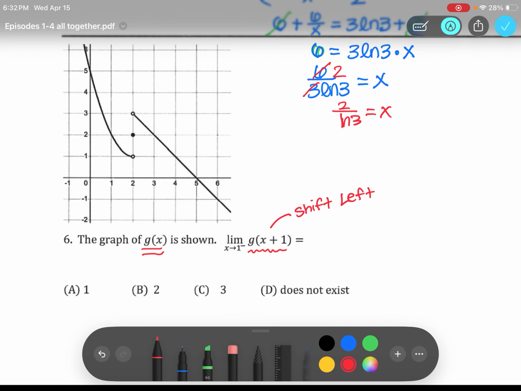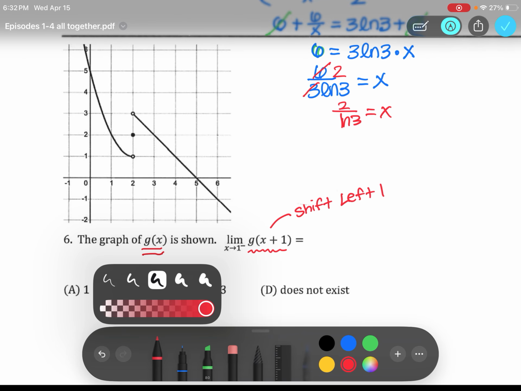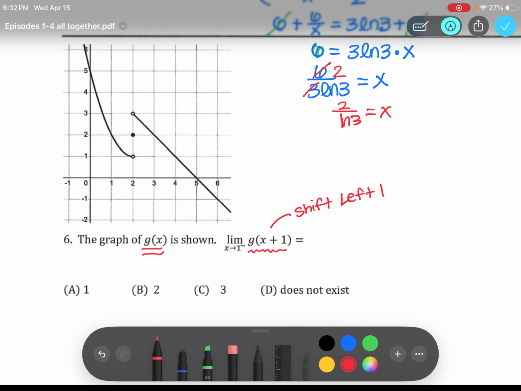So there's a lot of ways to do this problem. But what I would recommend, and I think is the easiest way, is if we just take our graph and we take the whole thing and we shift it to the left one. So this point goes here, here. I'm just shifting everything to the left one, and I'm going to redraw it as this red graph. To the left one, to the left one. And the red graph is now the graph of g of x plus 1.